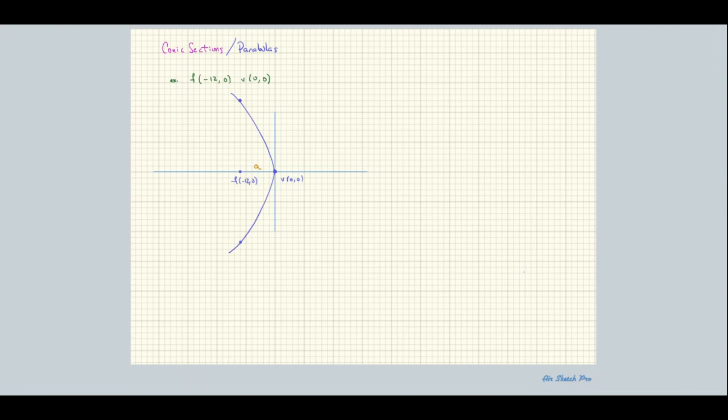Now the same way here, yeah. This also gives me a chance to sketch in the directrix, which is going to have the same kind of thing going on. And its distance from the vertex is also going to be A.